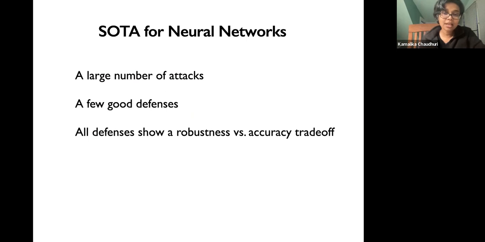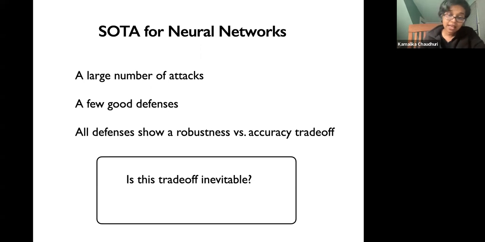Okay. So what is known about neural networks? Well, for neural networks, what is known is that there is a very large number of attacks. There are a few good defenses. However, all the defenses show a robustness versus accuracy trade-off, right? As soon as you make them robust, their accuracy goes down for a lot of somewhat more complicated data sets, okay? And the question that we are going to ask ourselves today is, is this trade-off inevitable, right? That's the kind of thing we're going to look at.